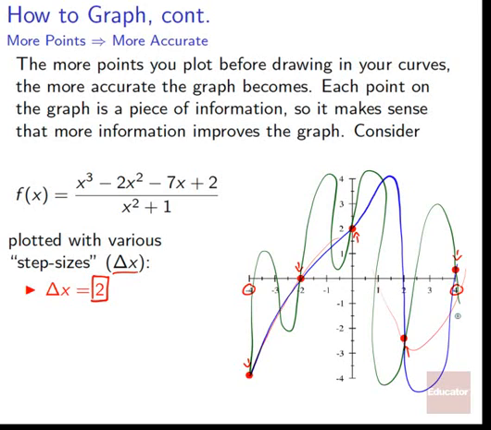We're not used to this function, right? X cubed minus 2x squared minus 7x plus 2 over x squared plus 1. This is an unusual function. We're not used to graphing things like this, so we don't have a really good sense of what it's going to look like. Since we don't have any expectations, we need more points down before we're going to be able to have a good sense of where it's going. So let's consider a smaller step size of 1.